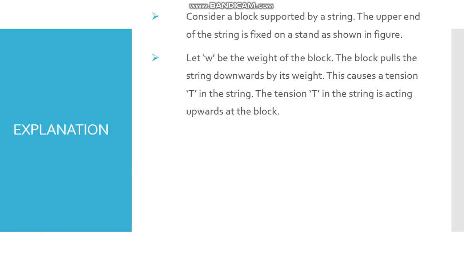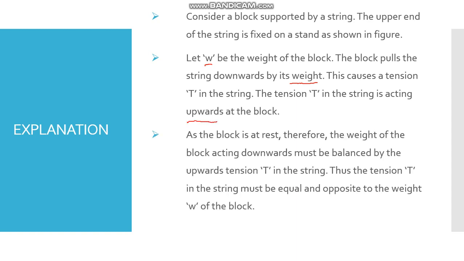Very simple. We have considered a block which is supported by a string as shown in the previous diagram. The upper end of the string is fixed on a stand as shown in the figure. You can see that the upper end of the string is fixed. Now W is the weight of the block. Definitely the block pulls the string downwards by its weight. Now if we have suspended an object with the help of the string, the weight of the object will pull the string downward. This causes a tension in the string which is in the opposite direction. So this is the tension in the string which is acting upward on the block.